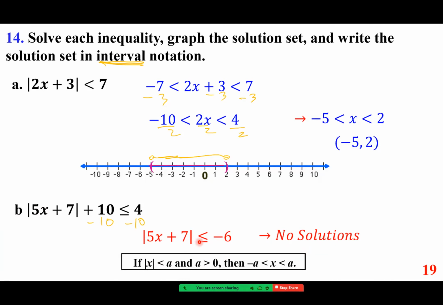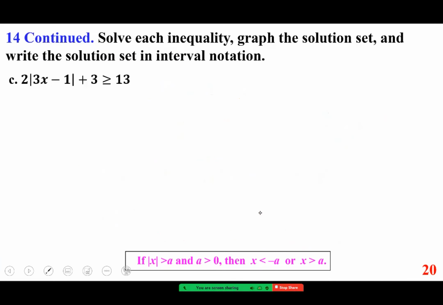Why? Because it says less than. So if the absolute value is equal to a negative number, it has no solutions. If it's less than a negative number, it has no solutions. Remember that. Now, what if it's larger than? When it's larger, we first have to isolate. And then after isolation, x is less than -a or larger than a. So what do we mean by that?